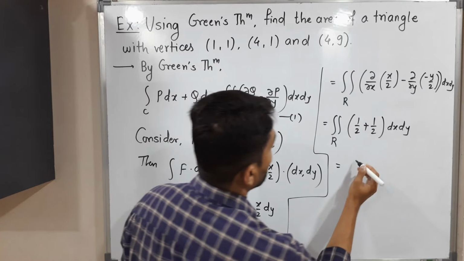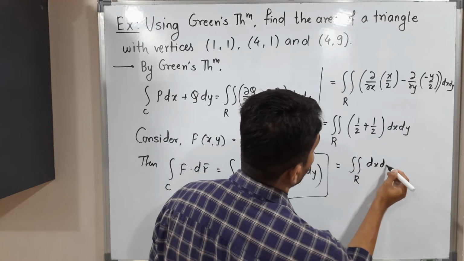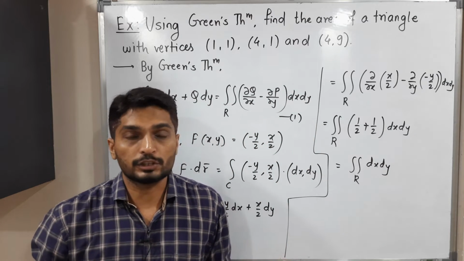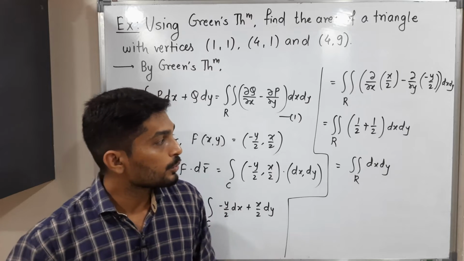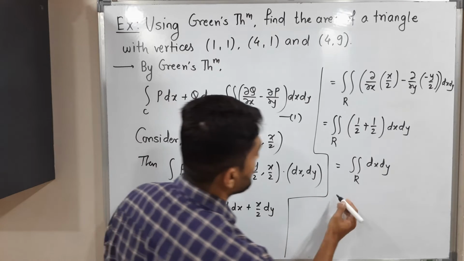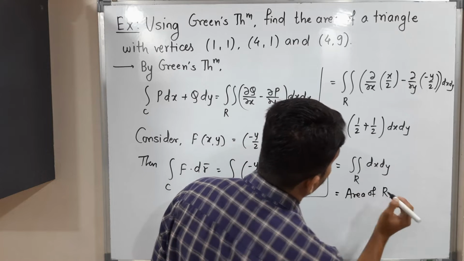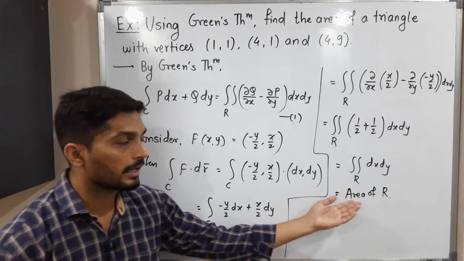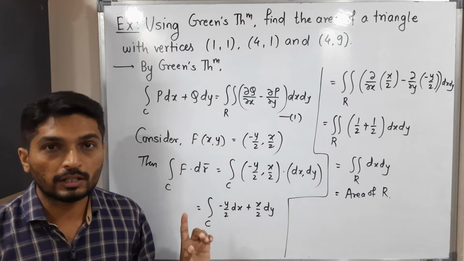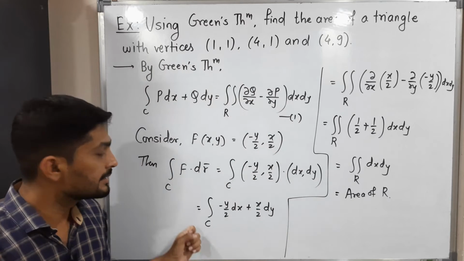So we have 1 in the double integration over R, so no need to write it. You know that when you have a double integration without any function, that means obviously 1 is there. So it represents the area of region R. So we got the area. If you take this function and solve the line integral, then we get the area of region R, which is bounded by the closed curve C.